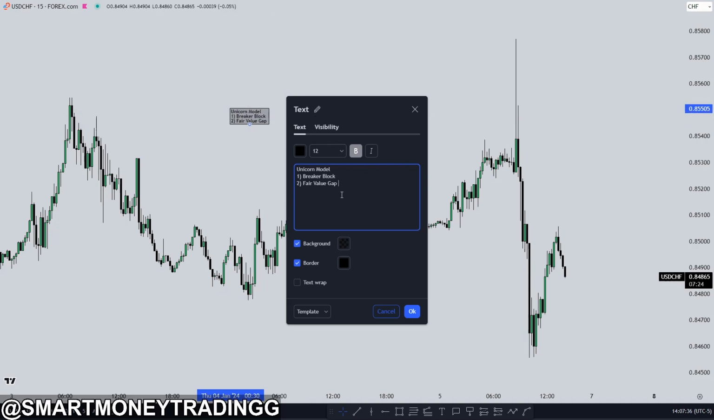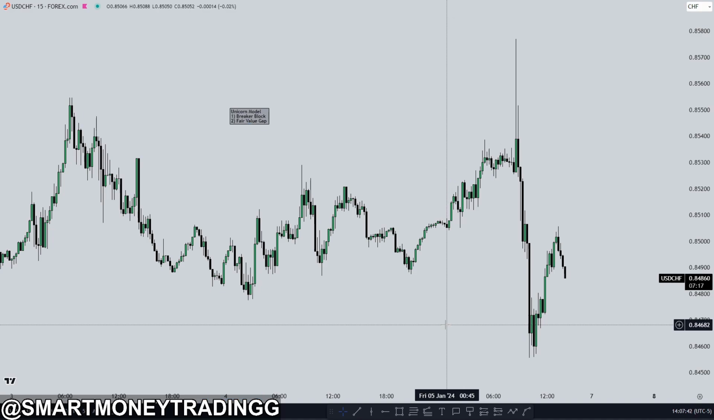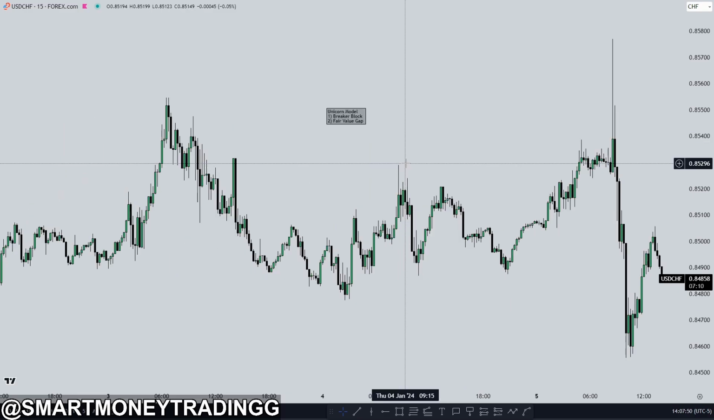But I did say I was going to go a little bit more advanced, and I need to show you first the model, and then I'll go into a more advanced way of showing you not just the model itself, but how to use the model with other PD arrays and other stuff, so that's going to be a little bit more intriguing in my opinion.